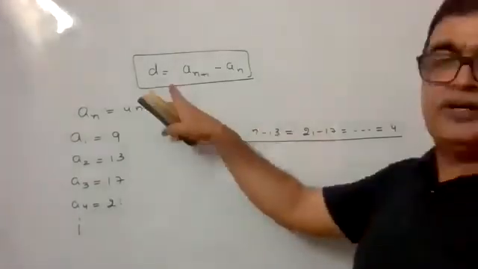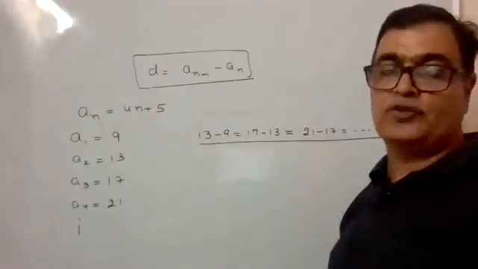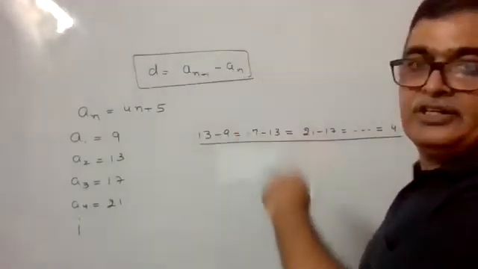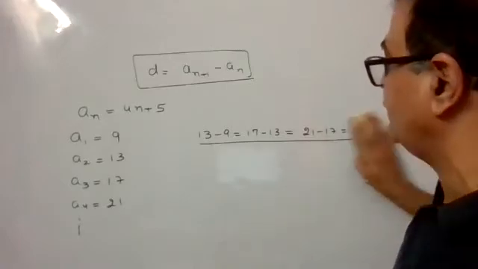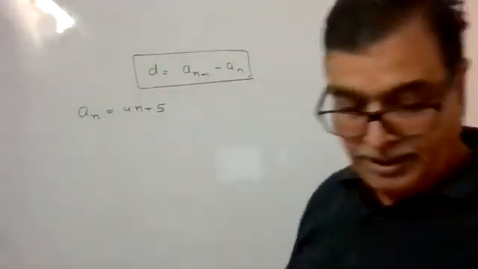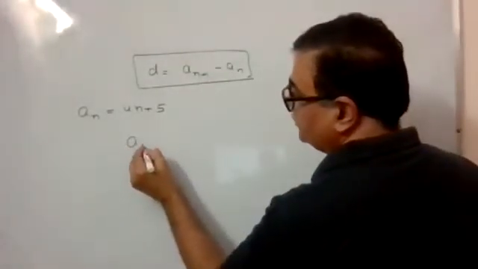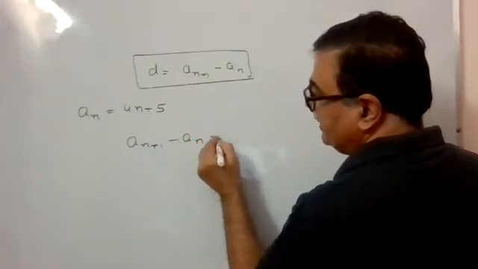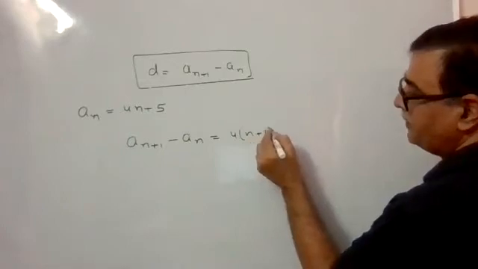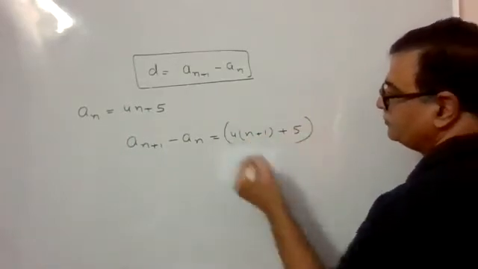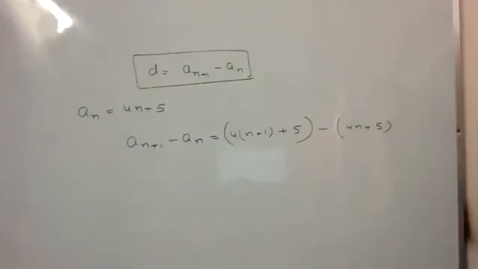Another option, this time I told you that d is an plus 1 minus an. This you can also calculate. Now your new method is that you can find the common difference from the difference of any two general terms. How do we do it? Just check: an plus 1 term, n plus 1 means in place of n you write n plus 1. So an plus 1 minus an, if I calculate, an plus 1 comes out to be 4 times n plus 1 plus 5, minus what? 4n plus 5.